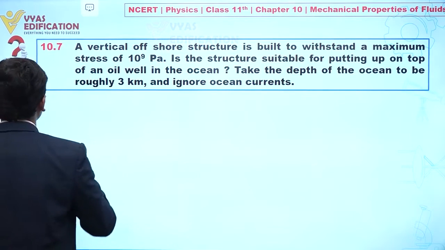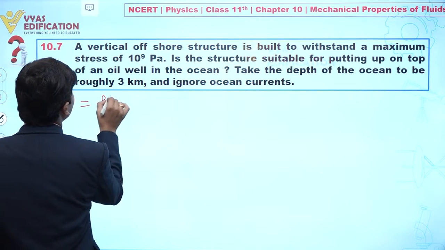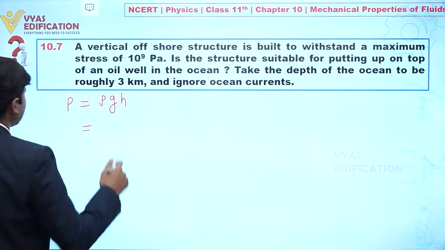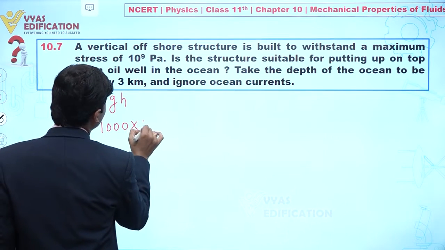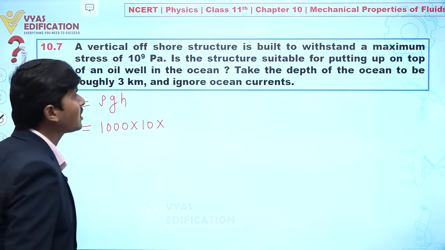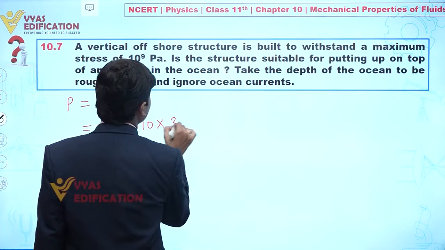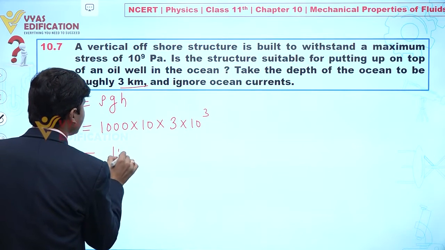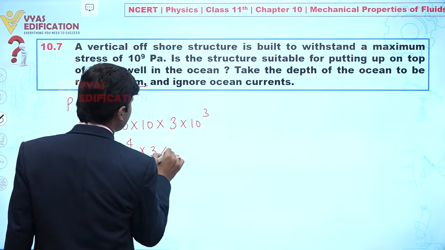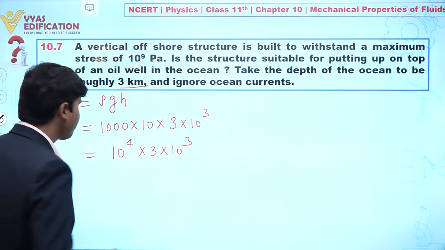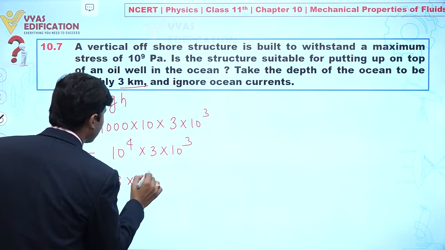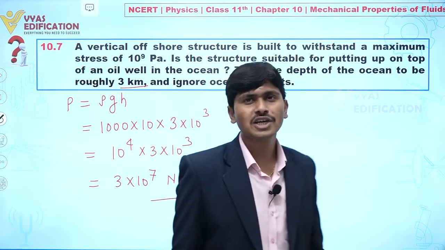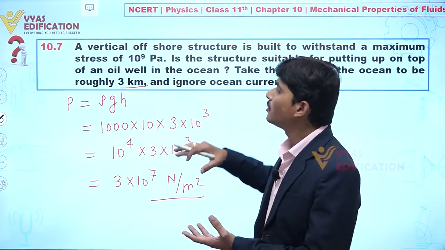Clear? So how can we calculate? Directly we can say pressure is given by rho g h. Clear? Because above this structure we have sea water, and we are taking here density 1000 kilogram per meter cube. I am taking here g, this is also 10. And what about height? Approximately we have to take height 3 km. So I can say this is 3 into 10 to the power 3. Clear? So from here we can say this is 10 to the power 4 multiply 3 into 10 to the power 3. Clear? So from here I can see this is 3 into 10 to the power 7 Newton per meter square. Clear? So we can say this is the pressure exerted on that structure by seawater.